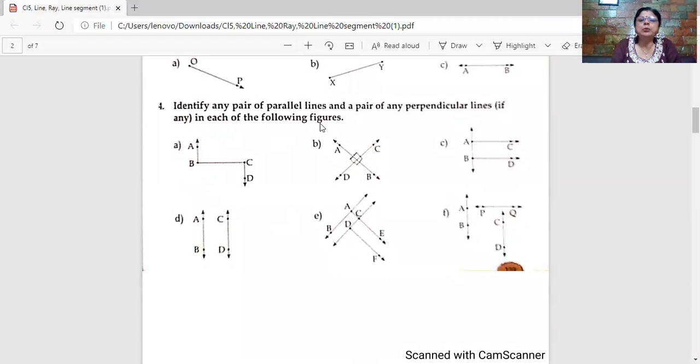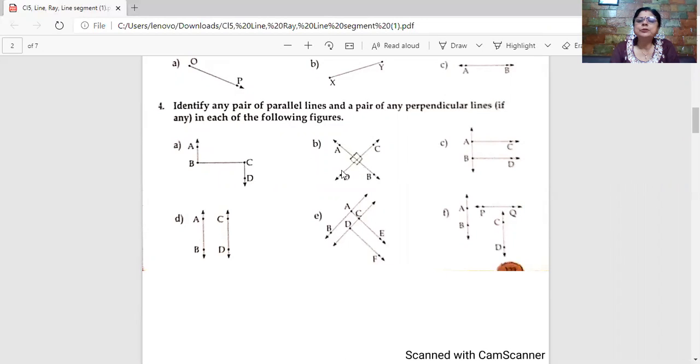Now here, identify any pair of parallel lines and a pair of any perpendicular lines, if any. Now, what do you think here? Okay, I'll just explain a little bit. Here we see this line and this line. Whichever way you extend them, they will never meet. So, BA and CD are parallel lines. And perpendicular lines also we have in this figure. AB is perpendicular to BC because it is forming a 90-degree angle here. CD and BC are also perpendicular lines because they're meeting at right angles.